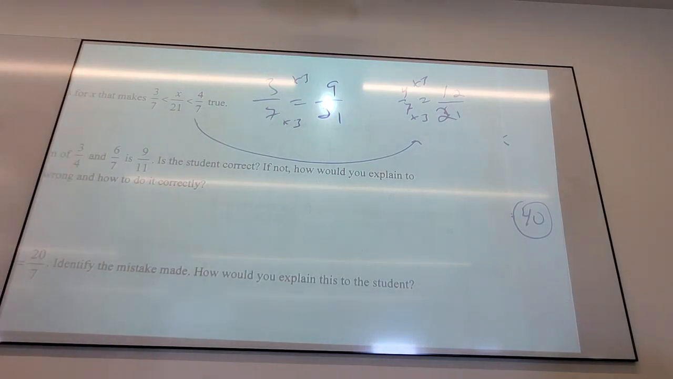If I had just said find a fraction between 3 7s and 4 7s, what could you have done? You get 3 plus 4 over 14. So 7 over 14 is a half. 3 7s, you all agree, is a little less than a half? Because 3 plus 4 is 7. And 4 7s is a little more than a half. So it makes sense that 1/2 would be between the two. But this problem specifically, I wanted it out of 21.